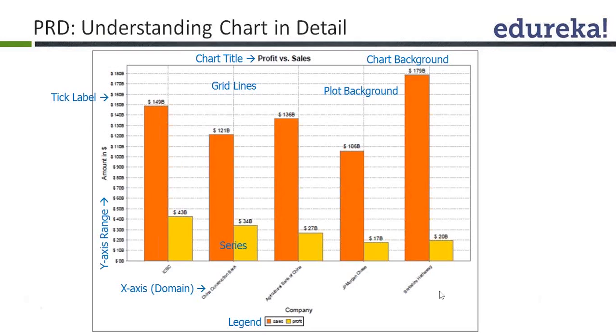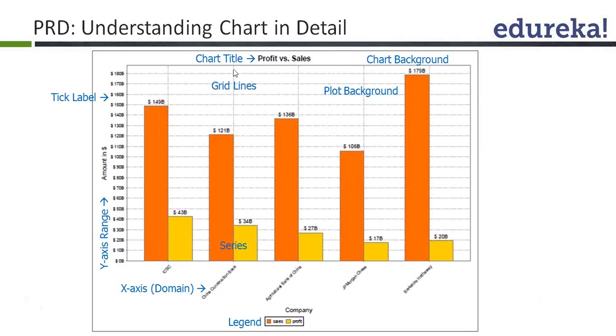This is the x-axis range horizontally. Sorry, this was the y-axis range vertically. This is the x-axis range horizontally. We don't have a range as such. We have just static elements. So this orange color is, this is a legend, which is sales and profit. Two elements are there. In the background you can see grid lines. You can turn them on and off depending on your requirement.